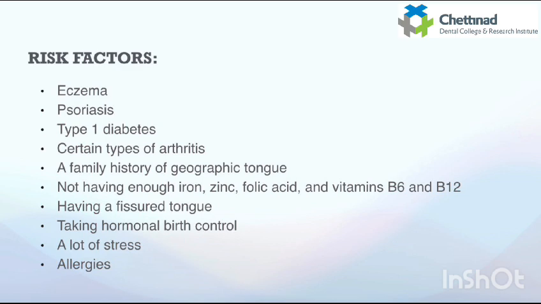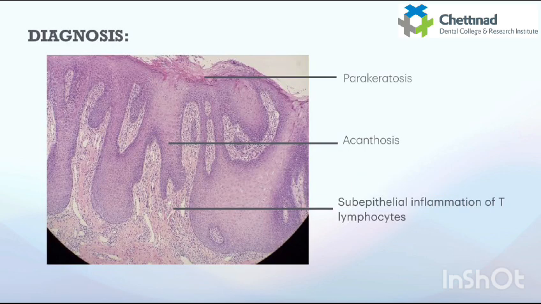A lot of stress and allergies may also be risk factors. The geographic tongue is mostly diagnosed by its characteristic clinical features. If biopsy is considered, it should involve the peripheral zone to capture the lesions, which show the typical histopathological features. The histopathological features include parakeratosis, acanthosis, subepithelial inflammation of T lymphocytes, and transepithelial migrating neutrophilic granulocytes.